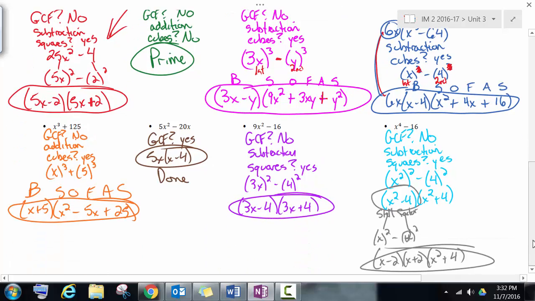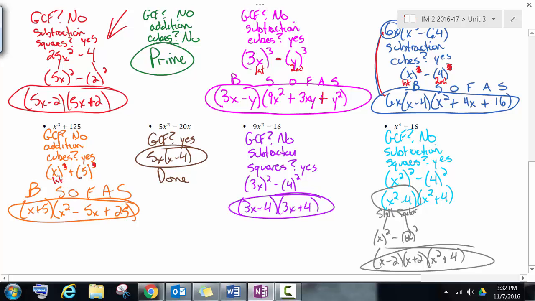All right, next one, x cubed plus 125. Is there a GCF? No, it's addition. Okay, so now it has to be cubes or else we can't do it. We can't do it if it's squares and addition. We saw that up here. But they are cubes. X cubed is x cubed. 5 cubed is 125. So we do our BOFAS again. Our binomial is the same thing without the 3's, so x plus 5.